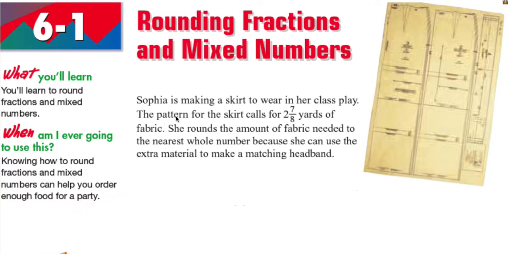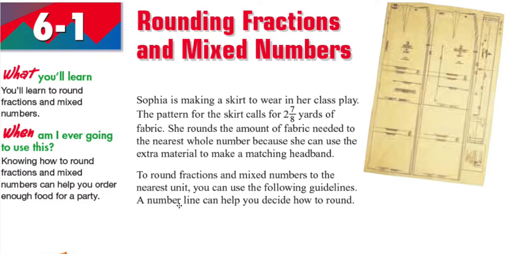So Sophia is making a skirt to wear in her class play. The pattern for the skirt calls for 2 and 7/8 yards of fabric. She rounds the amount of fabric needed to the nearest whole number because she can use the extra material to make a matching headband.